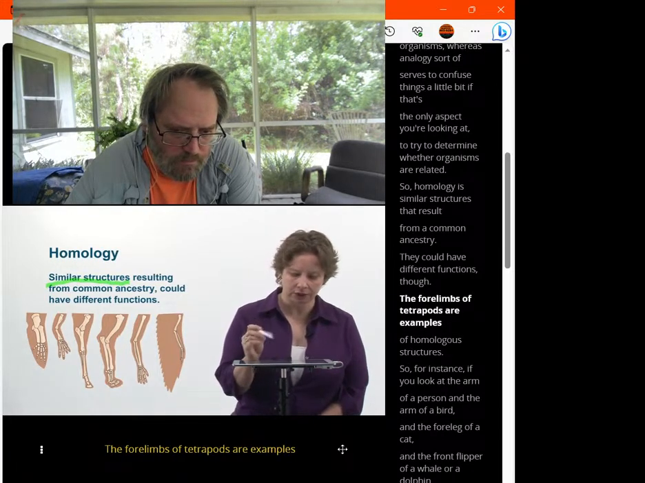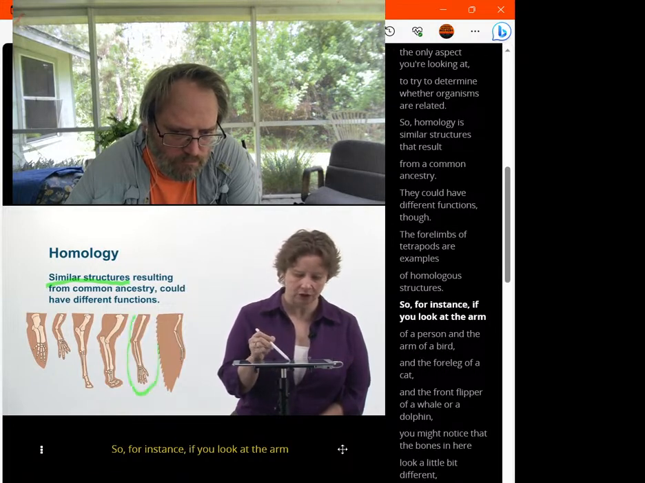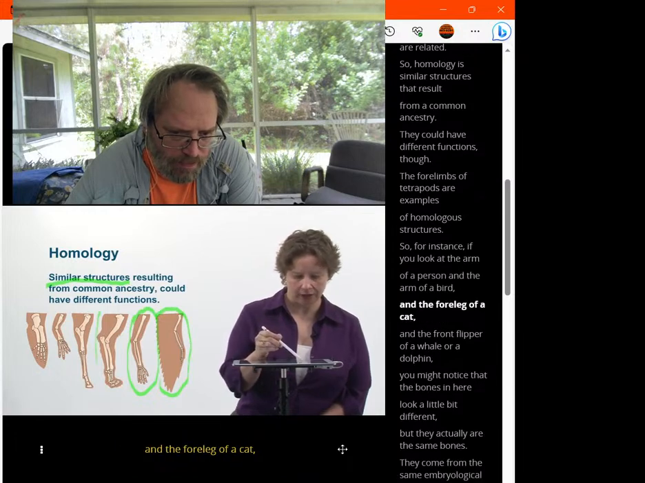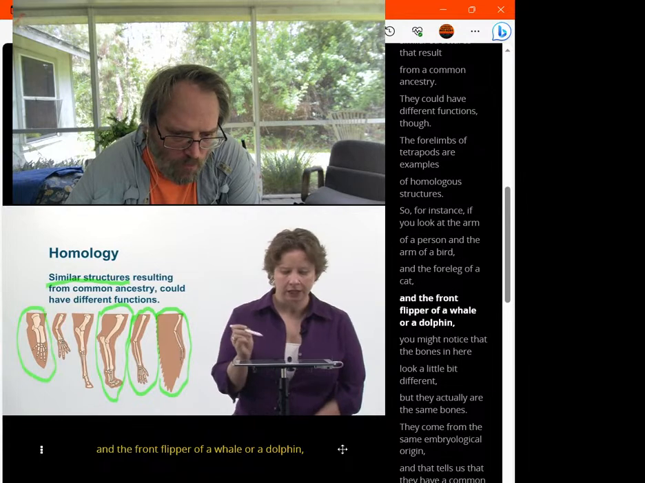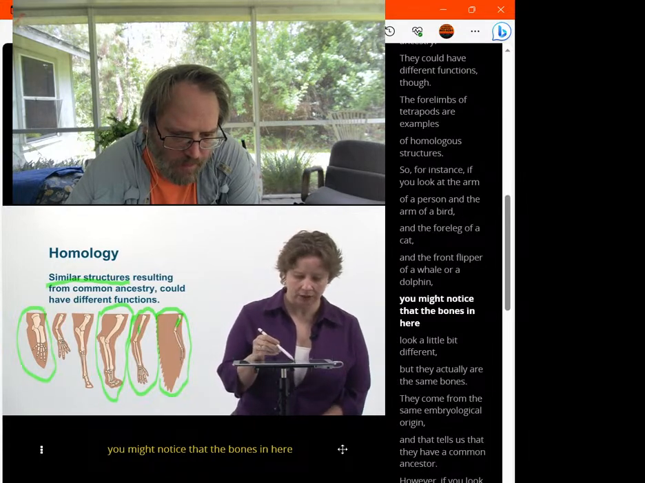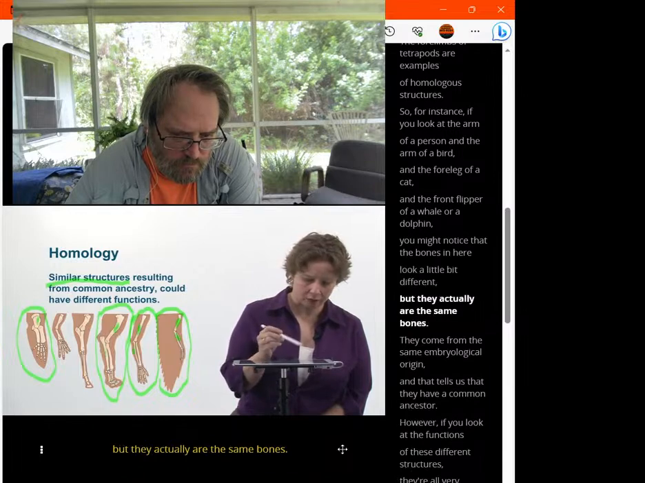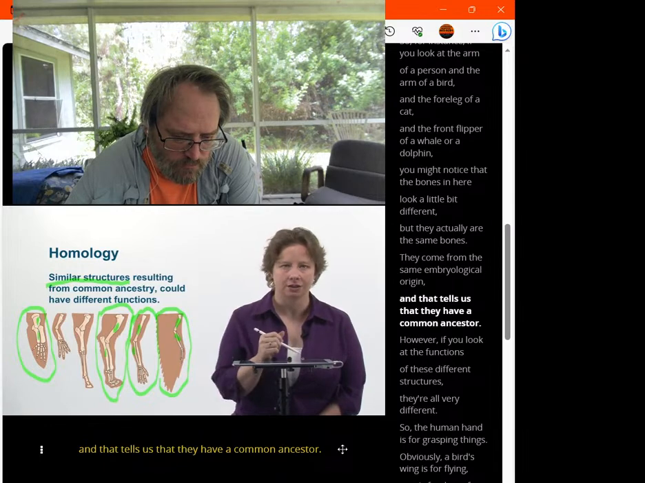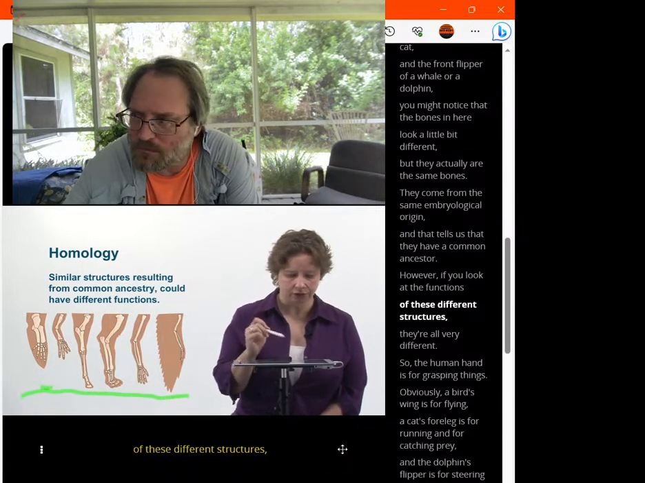The forelimbs of tetrapods are examples of homologous structures. So for instance, if you look at the arm of a person and the arm of a bird and the foreleg of a cat and the front flipper of a whale or a dolphin, you might notice that the bones look a little bit different, but they actually are the same bones. They come from the same embryological origin, and that tells us that they have a common ancestor. However, if you look at the functions of these different structures, they're all very different.